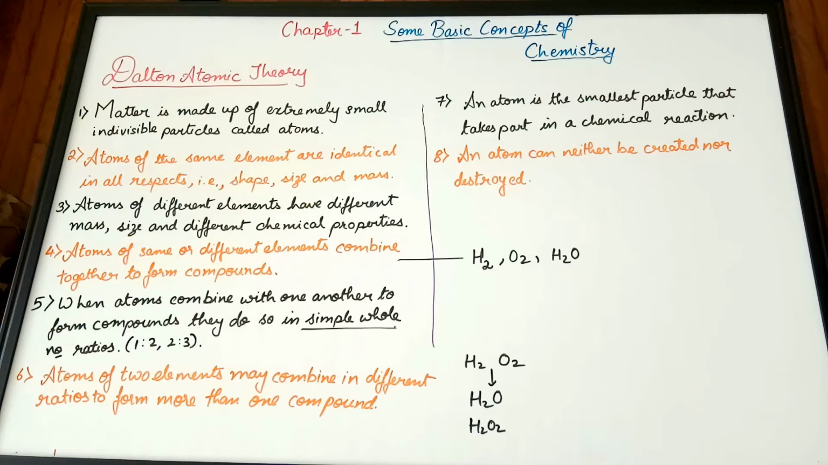And multiple proportions is obtained from the sixth postulate. If you haven't checked it out, do check out the video on the various laws of chemical combination, where these laws have been discussed in detail. But there was an issue with respect to Dalton's atomic theory.